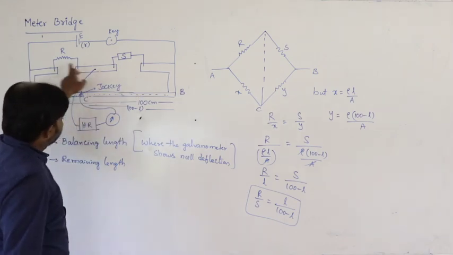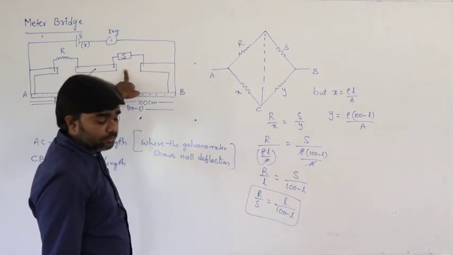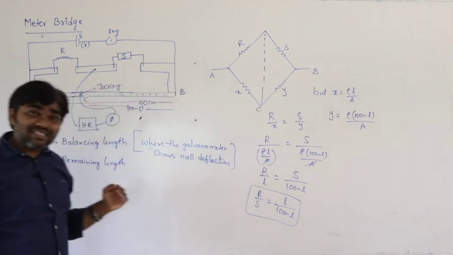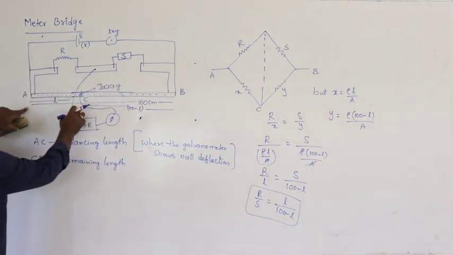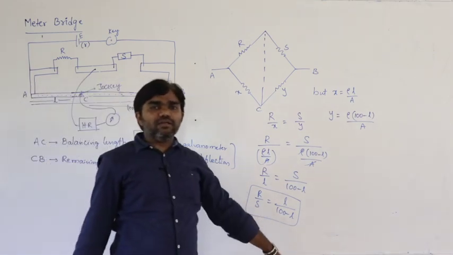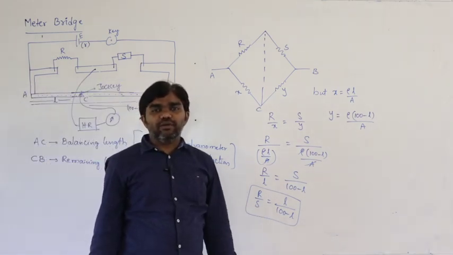So resistance in the left gap divided by resistance in the right gap is equal to balancing length divided by remaining length. What is the balancing length here? L. Remaining length is 100 minus L. So this is the concept of meter bridge.